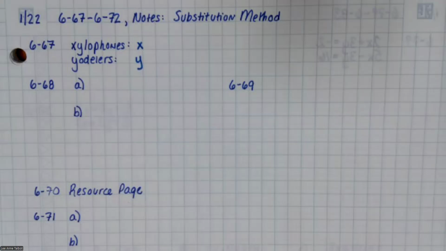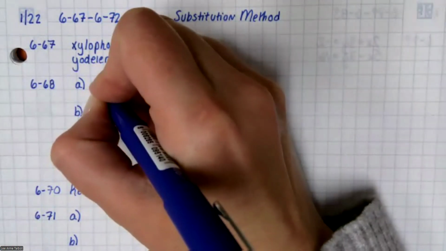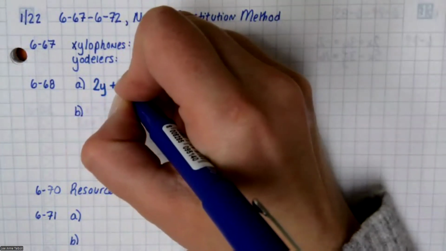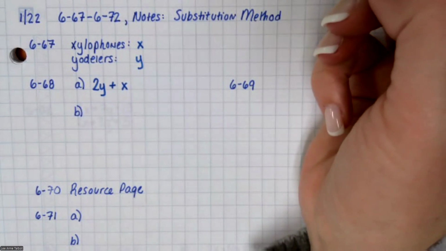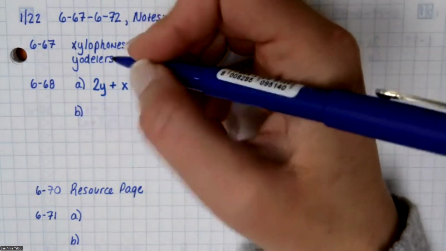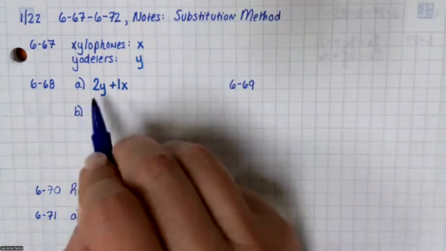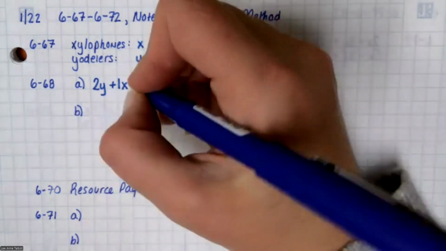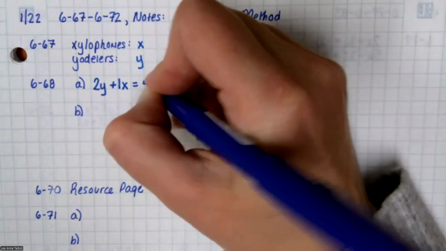Okay, so we're going to translate that into algebra. We're going to say $2 for each yodeler and $1 for each xylophone. Imagine that there's a 1 here. You can put the 1 if you want to. Actually, I'm just going to put it. So $2 for each yodeler and $1 for each xylophone for a total of $40.